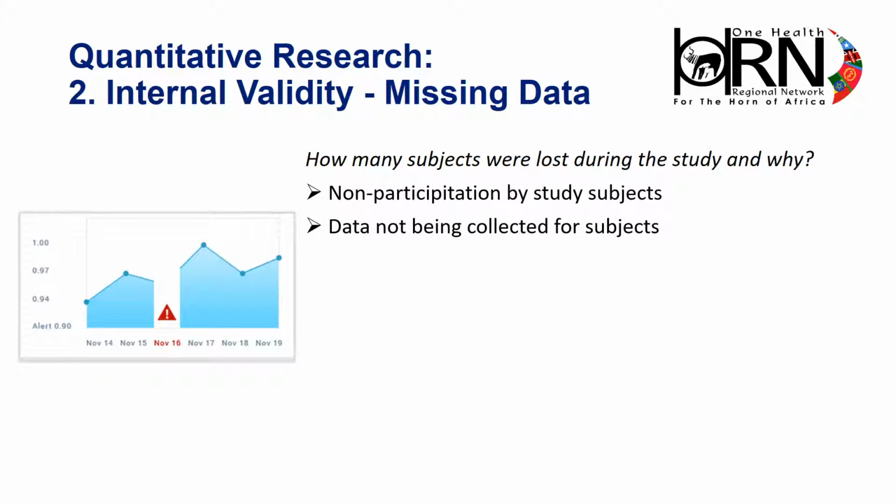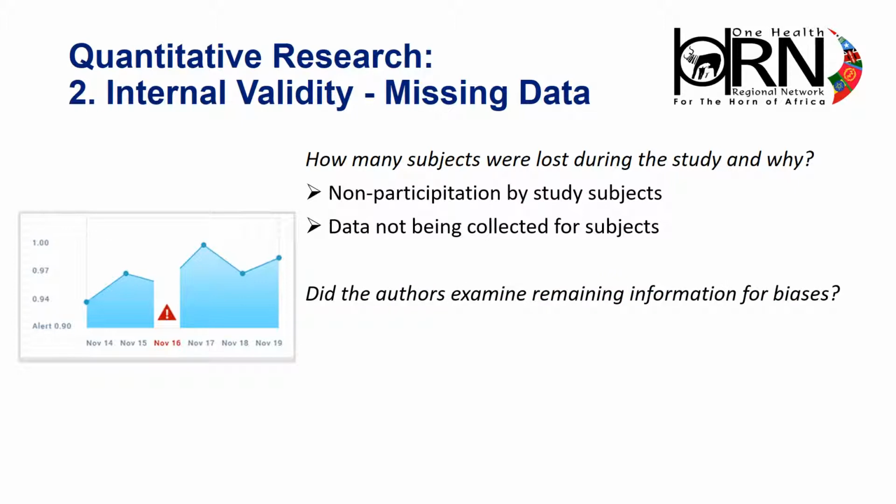If data for these two groups are not comparable, we should have little confidence that they will be similar in other ways. The effect that missing data has on study results is hard to determine. It is a function of the number of subjects lost and the degree to which those lost differ compared to those remaining. It is not always possible to determine from the information presented how many subjects were lost. If this is available, did the authors examine remaining information for biases?